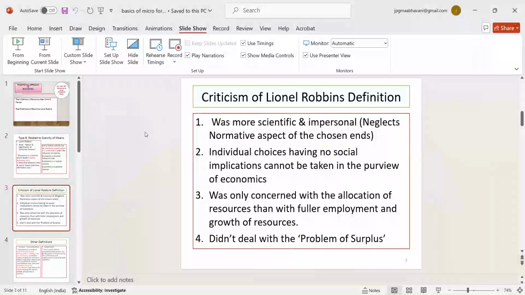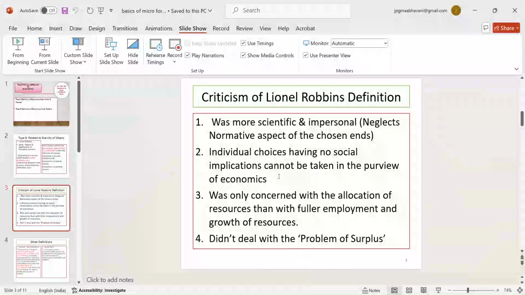Now, moving on to the criticism of Robbins' definition, we come across that it was more scientific and impersonal. It doesn't take into account the normative aspect. So it has nothing to do with whether a good is bad, whether a good that you're consuming is noble or ignoble. It is not going to pass any kind of value judgment on the wants that are being wanted by the people in a society. And whatever the definition that he has given of human behavior, it is not necessary that economics is always going to talk about something which has got a social implication.